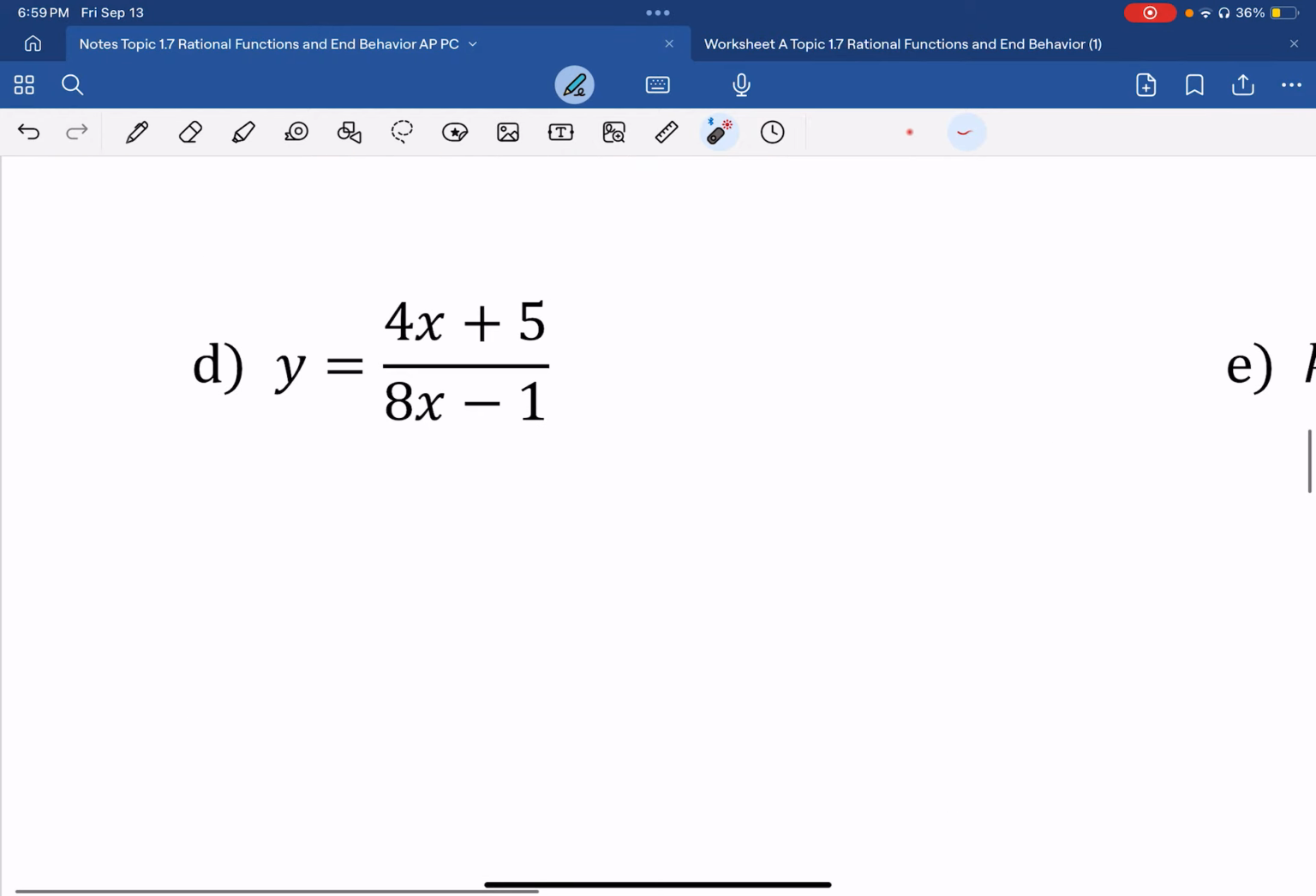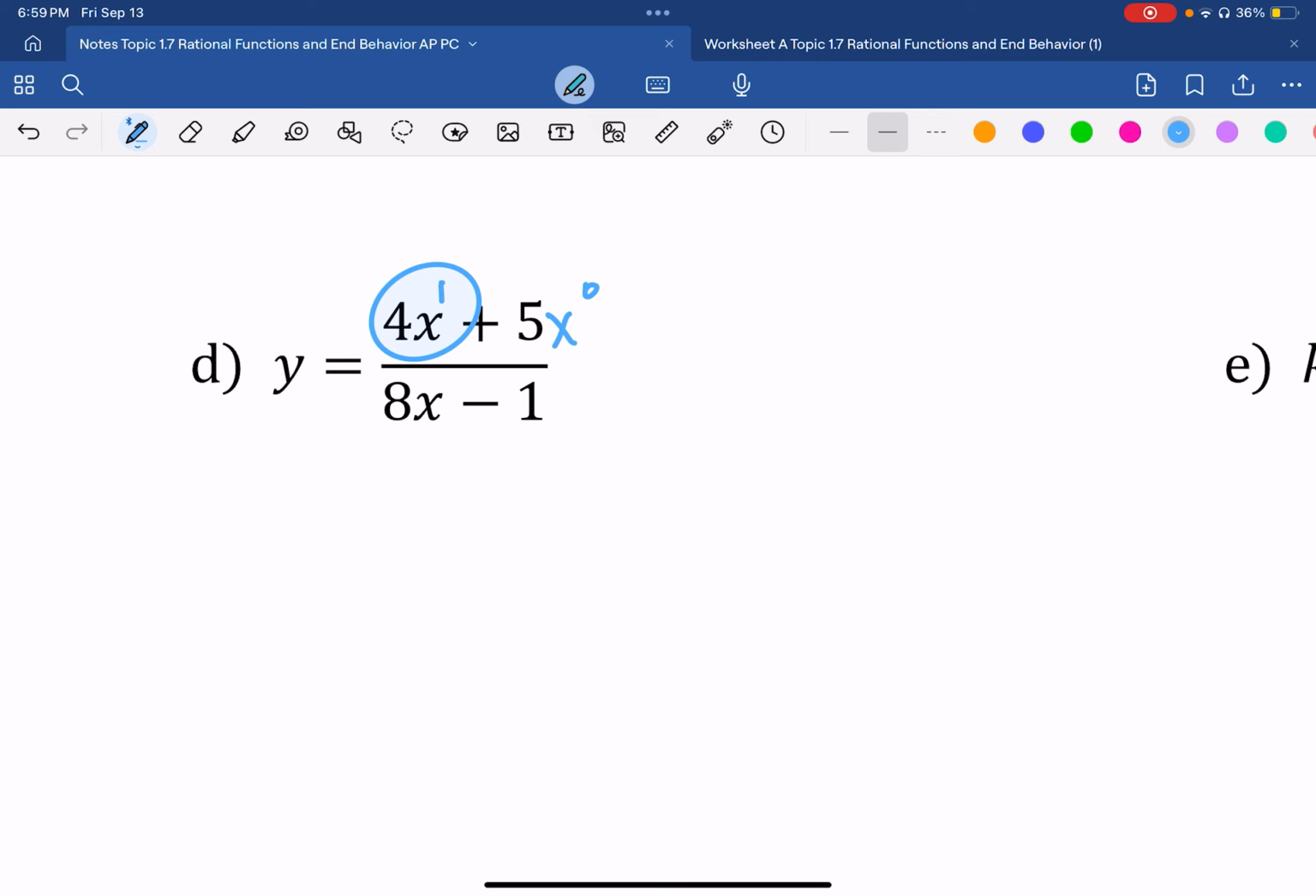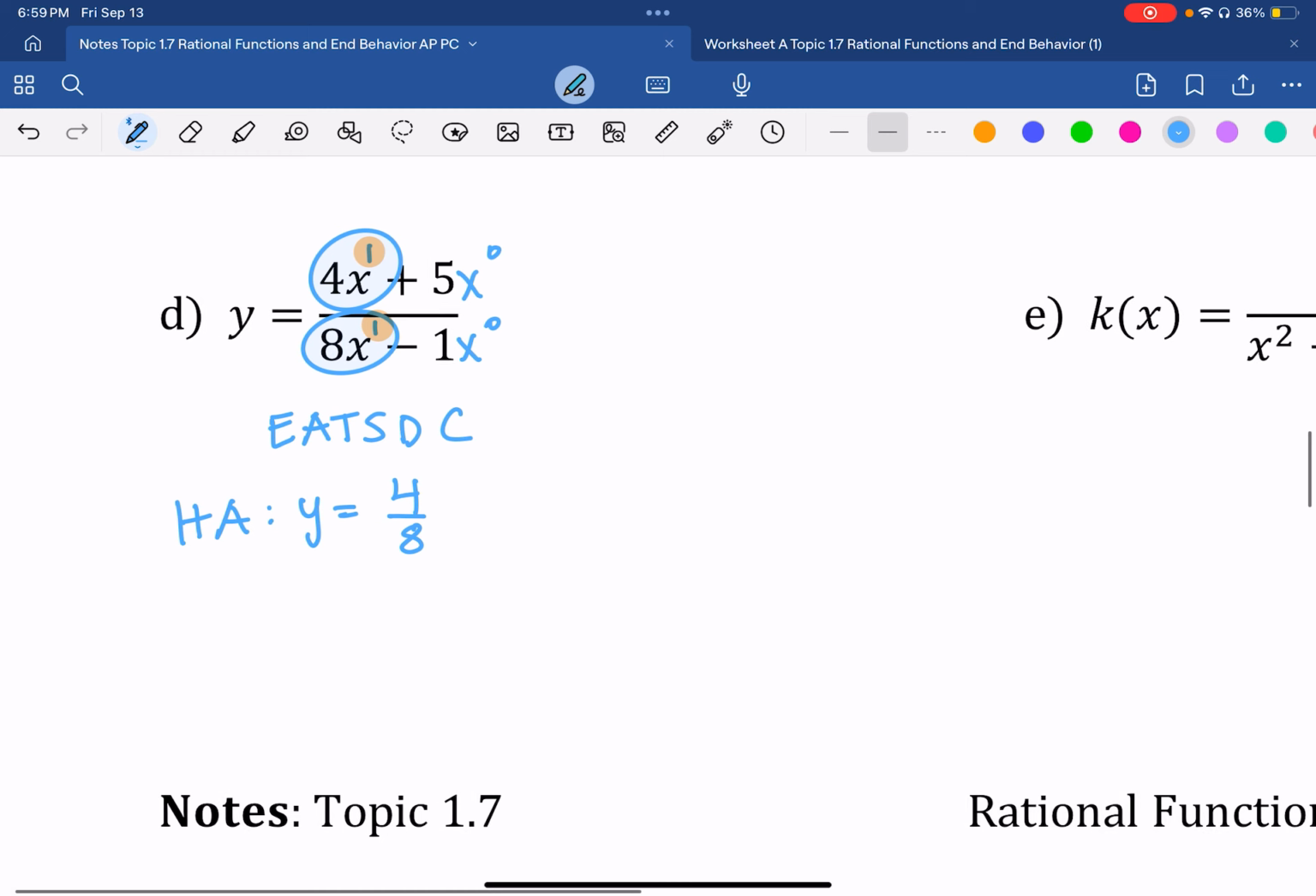Okay, moving on to letter D, we have 4x to the power of 1 plus 5 times x to the power of 0. 4x would be the leading term. In the denominator, we have 8x to the power of 1 minus 1 times x to the power of 0. The 8x would be the leading term. I see that my degree is 1 in the numerator, 1 in the denominator. They are the same number, so if the exponents are the same, I'm going to divide the coefficients. That means I do have a horizontal asymptote, and the equation would be y equals 4 divided by 8. I could reduce that to y equals 1/2.